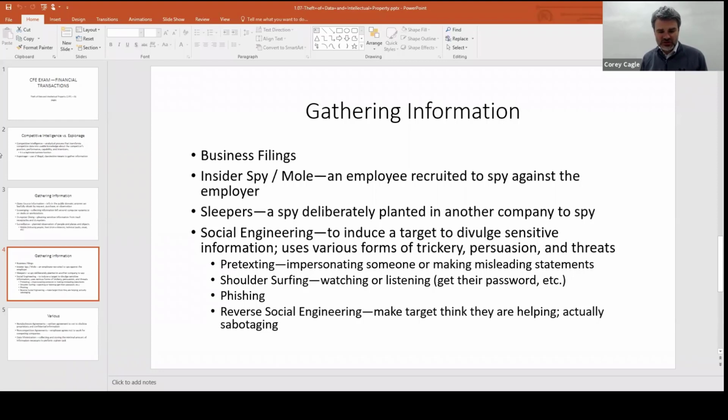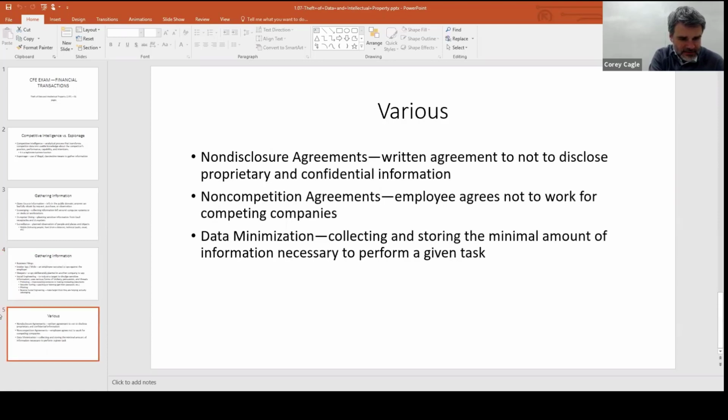Reverse social engineering, where you make somebody think they're helping, but they're actually doing you wrong and things like that. So we're kind of scratching the surface on social engineering here. It gets dealt with a lot more heavily later on in different sections. And these three things, especially the top two, would be good, in my opinion, testable things.